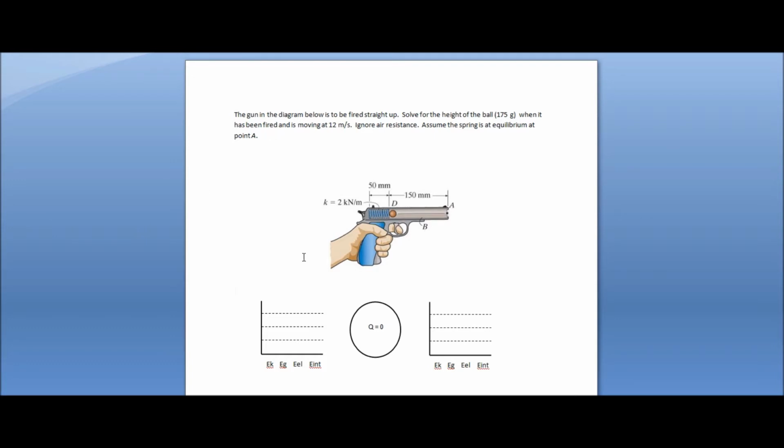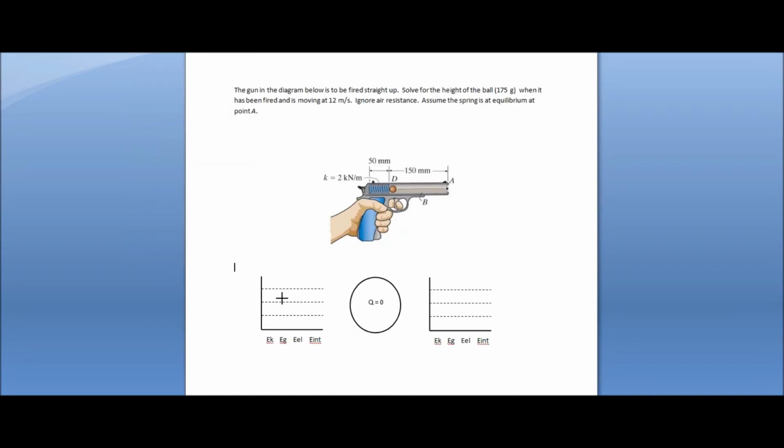Here we've got this gun and it's going to be fired straight up, and the spring will release the ball and the ball will shoot straight up, and we are going to solve for the height of the ball when the ball is moving at 12 meters per second. So we're going to start with an energy bar diagram, which we have ready to go down here, and we're going to fill in the bars where they go.